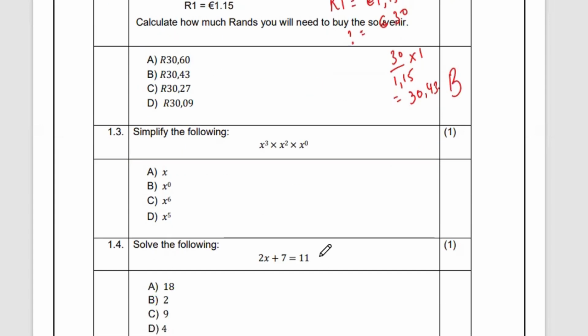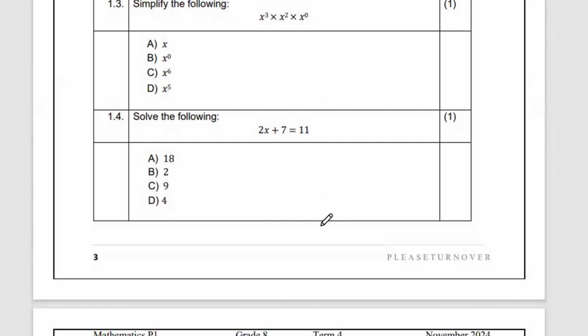Then 1.3, which is the exponents. Since we are multiplying terms with the same bases, we shall have to do the addition of the exponents. So that's going to be 3 plus 2 plus 0. And then we shall end up with x to the 5, which is option D. Remember, multiplying terms with the same bases, we add up the exponents.